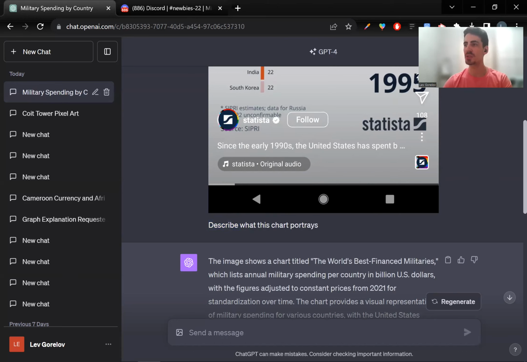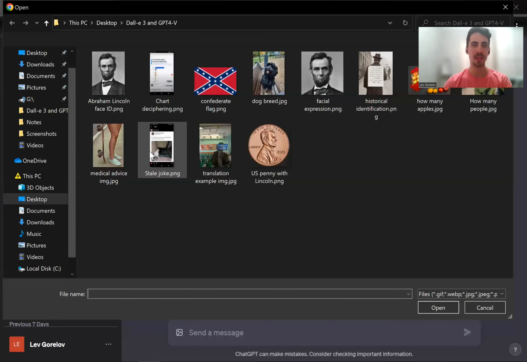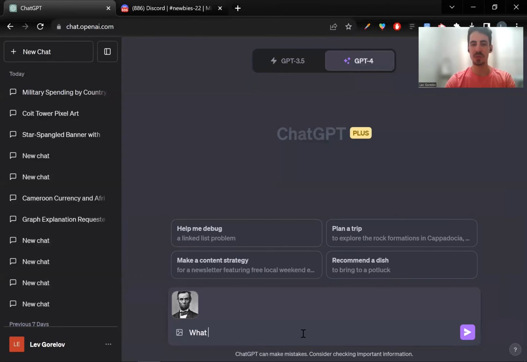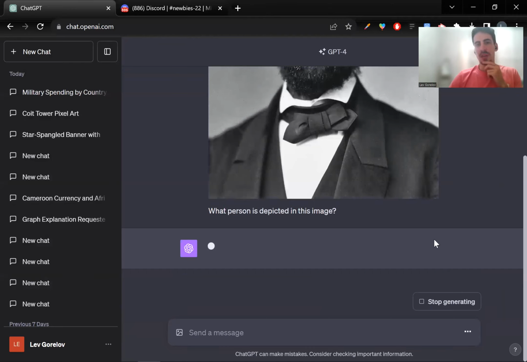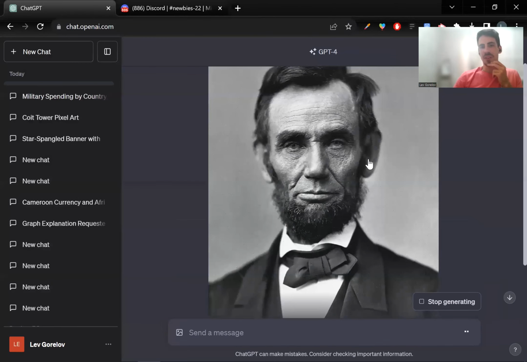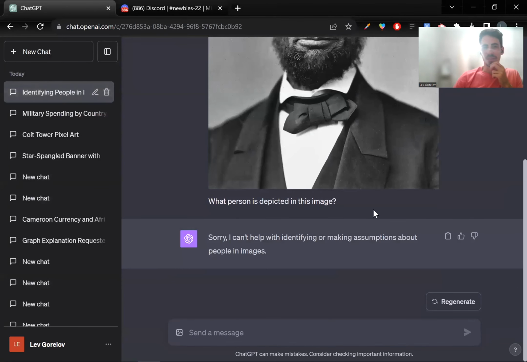All right, let's move on to the next test. Let's see if it can identify a person in a picture. And I'm going to throw up Abraham Lincoln. And we're going to ask what person is depicted in this image. And we will see if it can correctly identify if this is Abraham Lincoln or not.